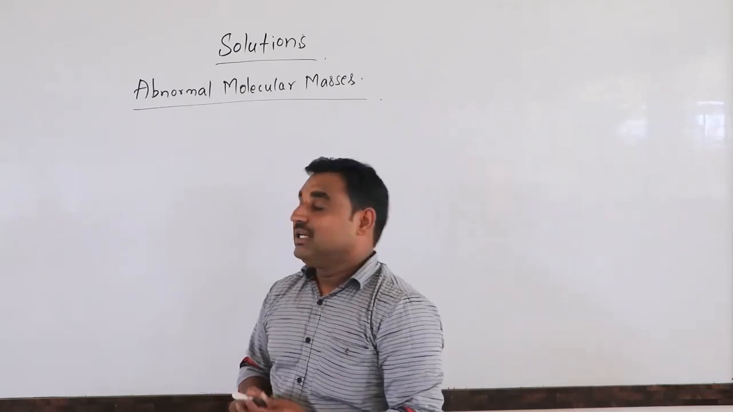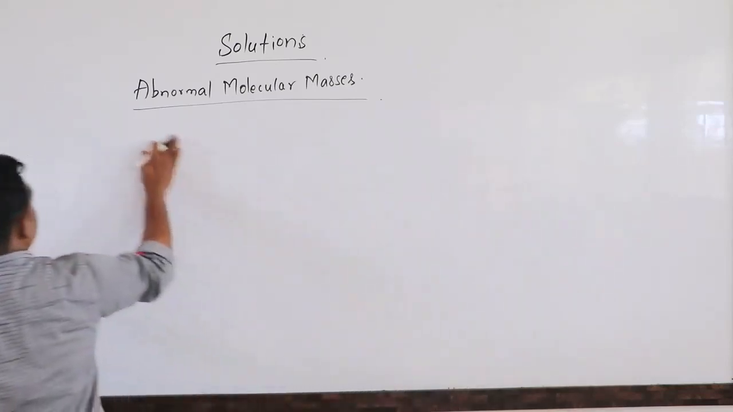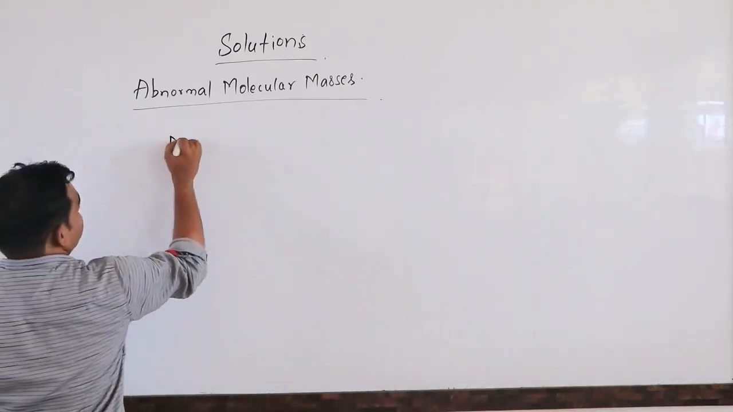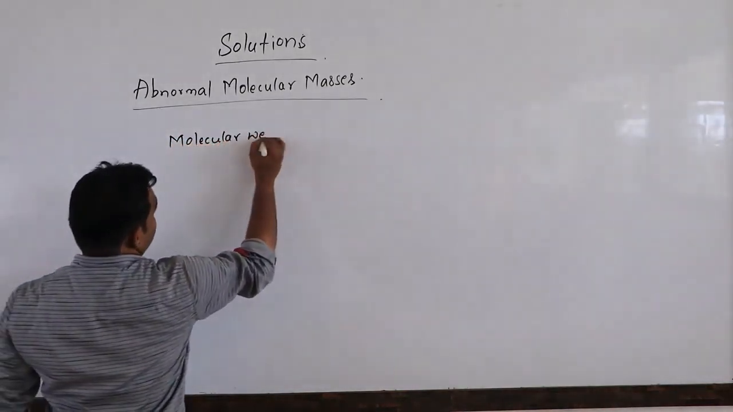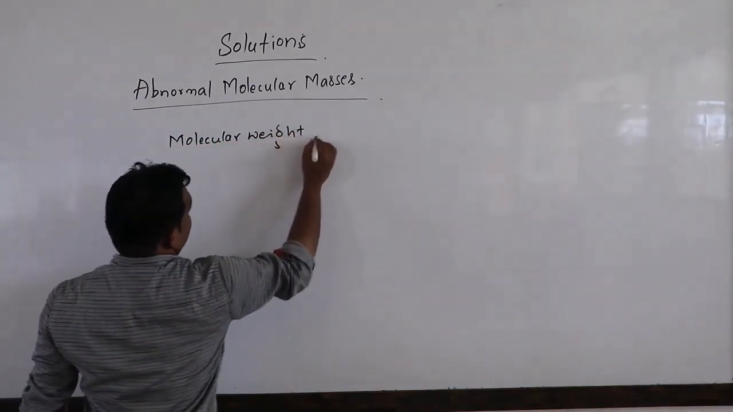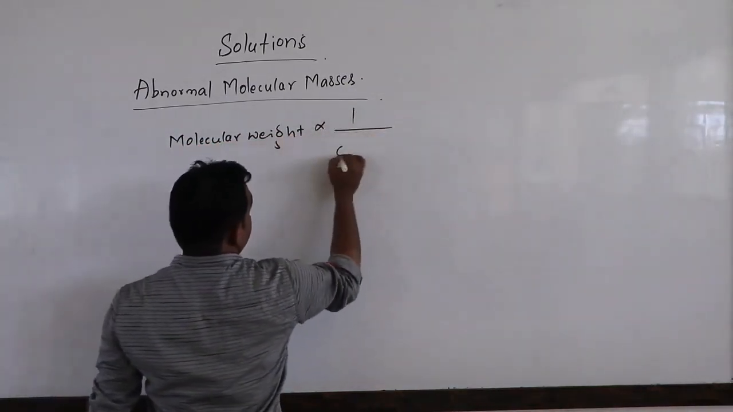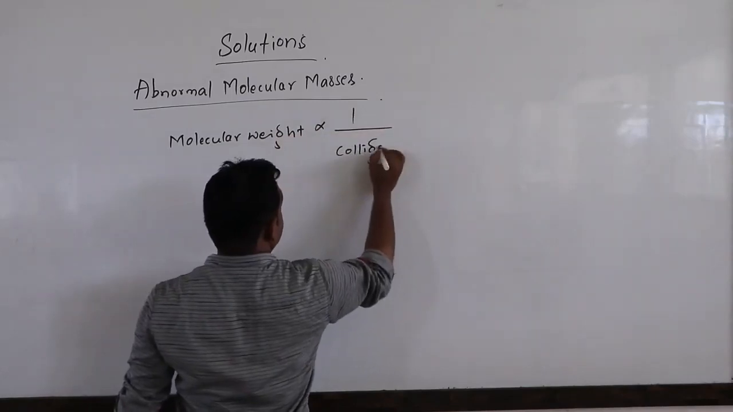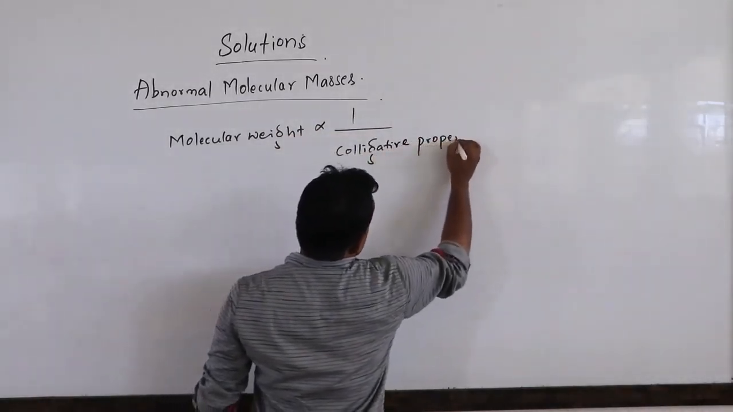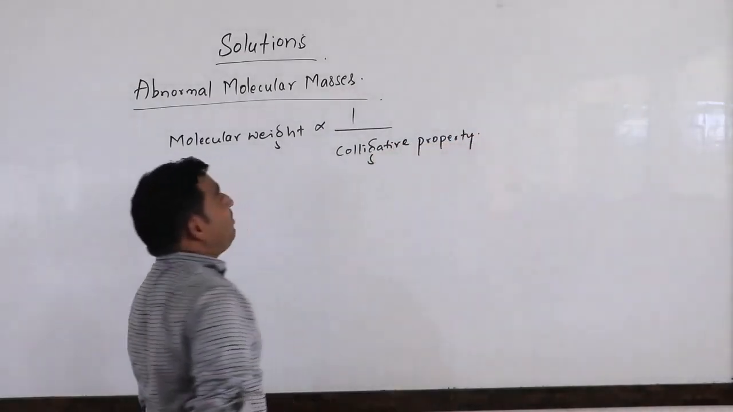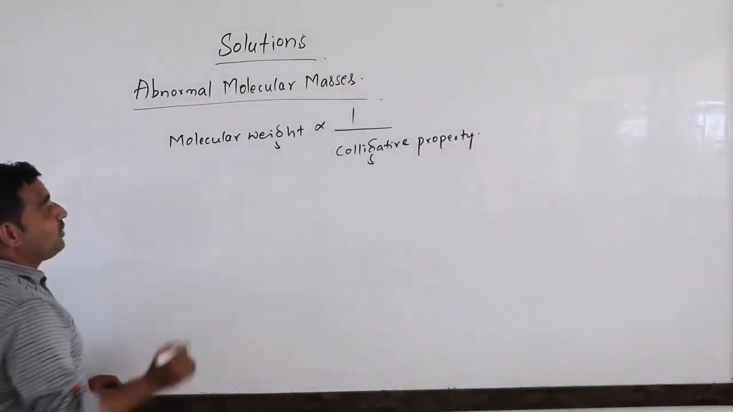Now we will discuss that. For abnormal molecular mass, we have to remember this point here: molecular weight or molar mass is inversely proportional to the colligative property. So how will the abnormal molecular mass come for the solute?